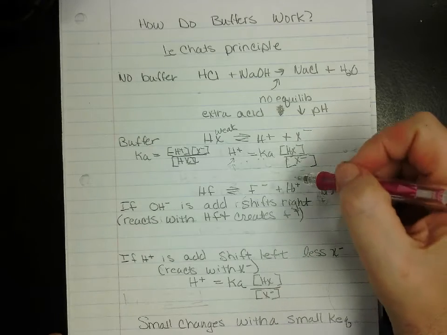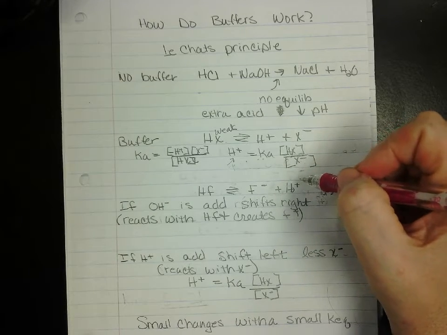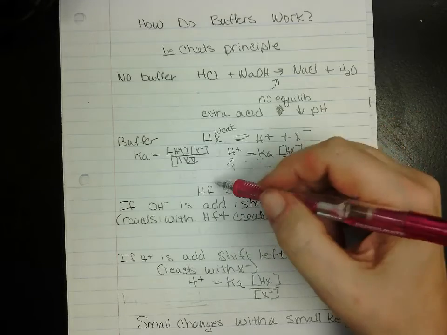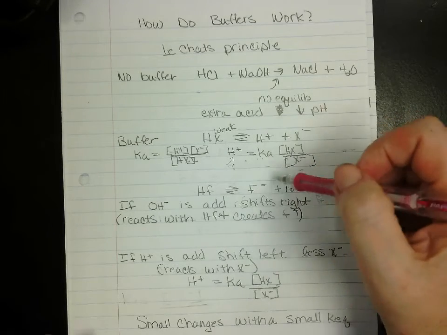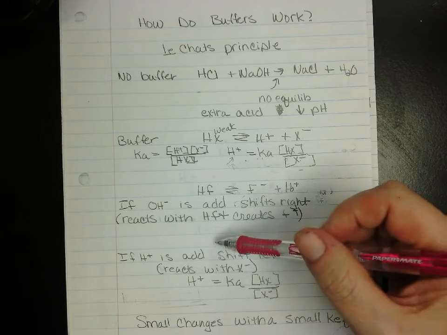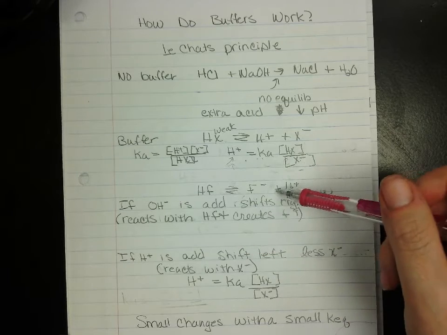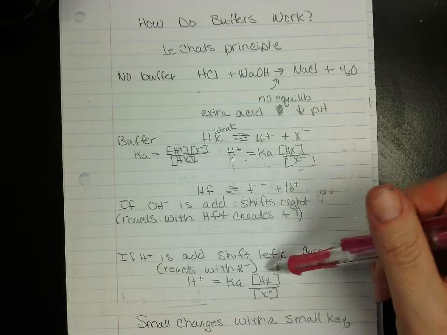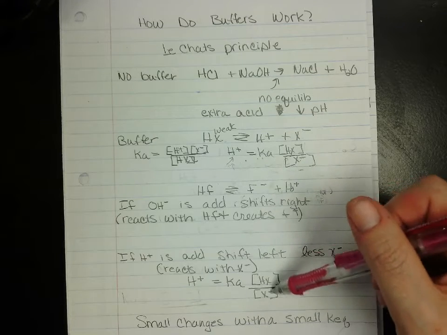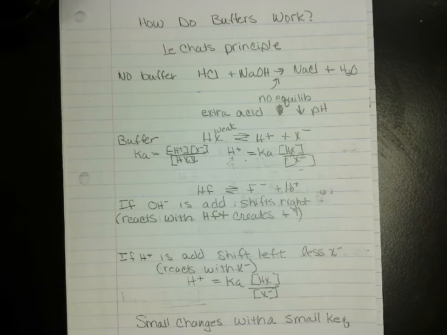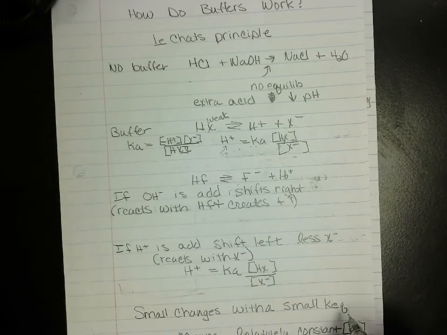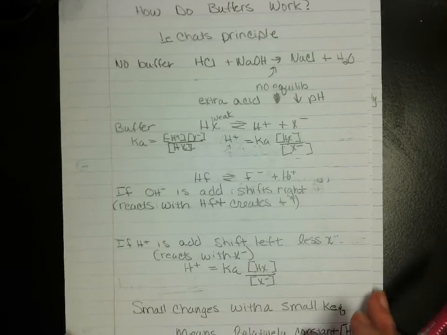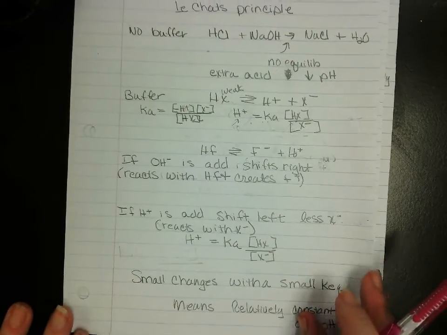So I wrote the reaction. So I had hydroxide, which should increase the pH, but it gets eaten up by this H plus, and it makes more of this. So it keeps it relatively constant. Conversely, if I add H plus, we're going to shift left, and we're going to have less X. Okay, it's going to react with X, and it keeps this relatively constant. So we have relatively small changes with a very small KEQ, which means we can keep this H plus relatively constant, and that's how they work.